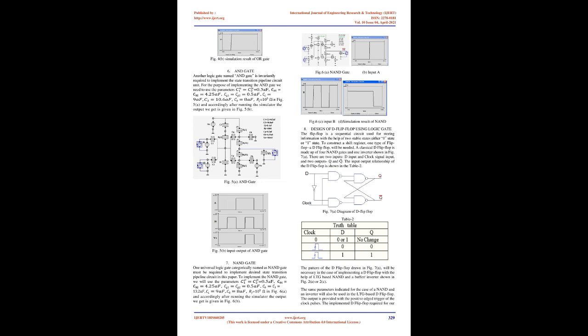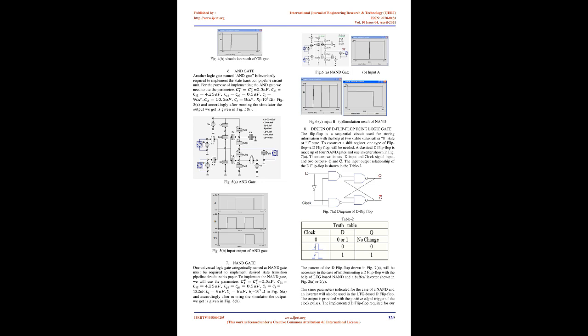For implementing the OR gate we shall use the parameters 1 equals 2 equals 0.5 AF, 3 equals 11.7, 4.25, 1 equals 2 equals 0.5, 9, 0 equals 8, 1050, 16 in Fig. 4a, and accordingly after running the simulator the output we get is given in Fig.